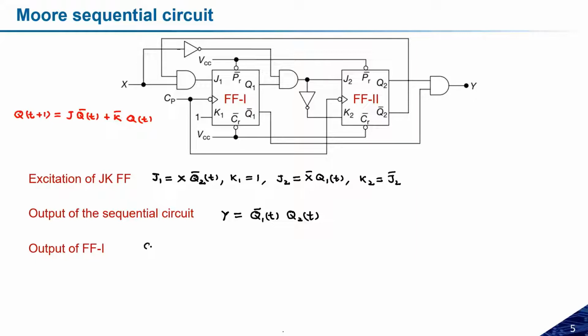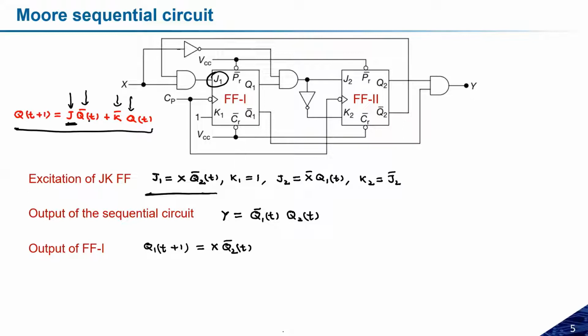So Q1(T) is equal to, I have to simply find the next state output, Q1(T+1). So I have to apply this: Q(T+1) is given by J Q bar plus K bar Q. J for the first flip-flop is J1, and we got to know that J1 is X Q2 bar(T). So in place of J, I can write X Q2 bar(T), and this Q bar(T) means the output of the same flip-flop, that is Q1 bar(T).